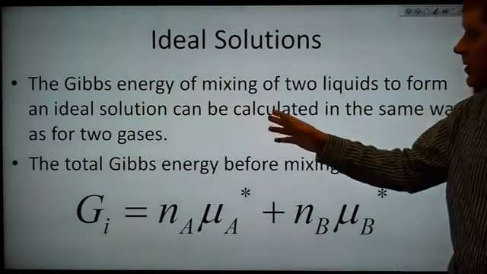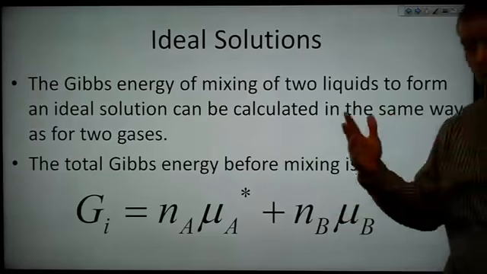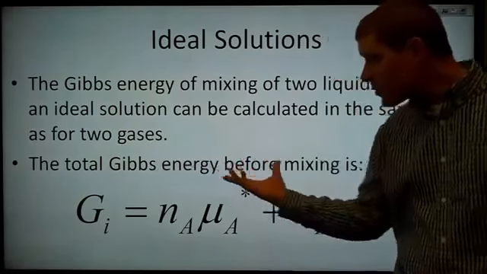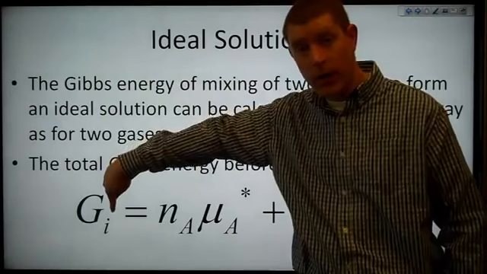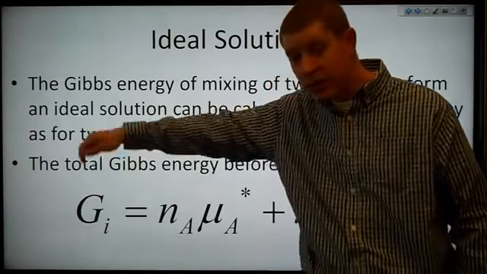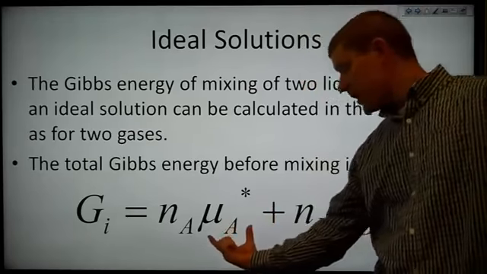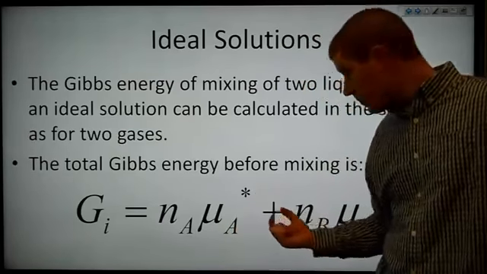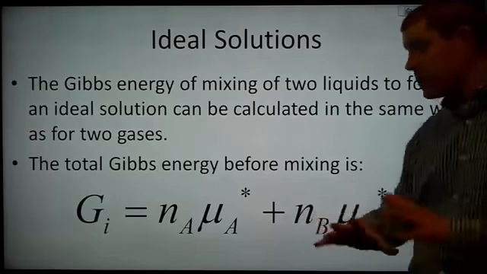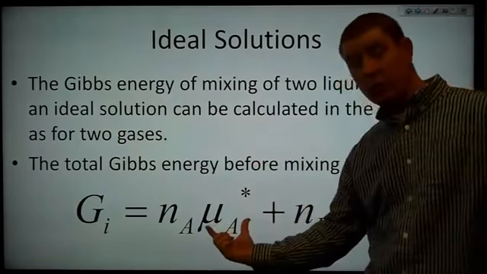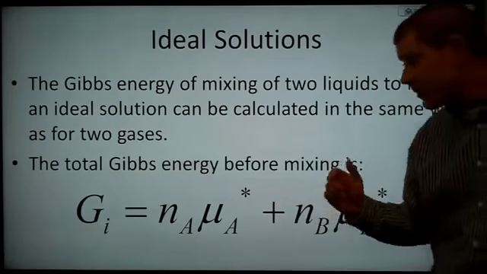Alright, so the Gibbs energy of mixing of two liquids to form an ideal solution can be calculated in the same way as we did for two gases. So the total Gibbs energy before mixing, so this is the I here, so Gibbs energy of our initial state, is equal to the number of moles of component A times the chemical potential of A while it's pure, plus the number of moles of B times the chemical potential of B while it's pure. Again, this is before mixing, so our A is still pure, that's why we're using the chemical potential of pure A, and the B is still pure, we haven't mixed them together yet.